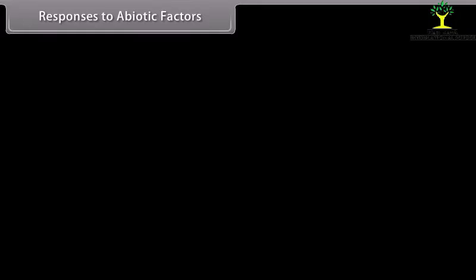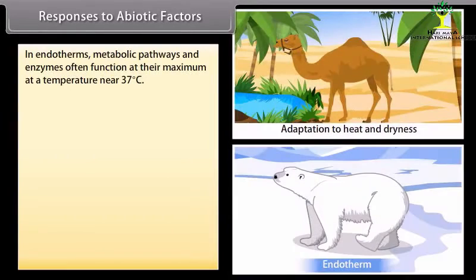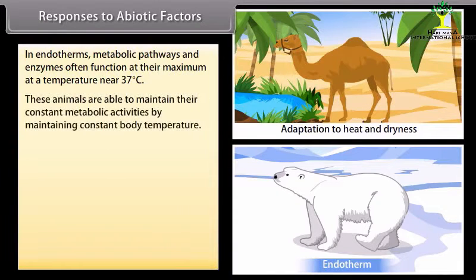Responses to abiotic factors. The process by which organisms maintain a relatively constant internal environment under varying external conditions is called homeostasis. In endotherms, metabolic pathways and enzymes often function at their maximum at a temperature near 37 degrees Celsius. These animals are able to maintain their constant metabolic activities by maintaining constant body temperature.